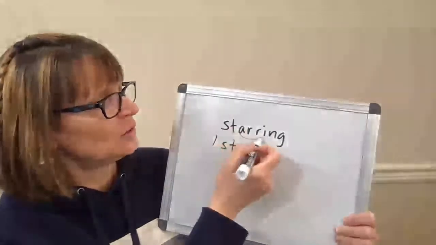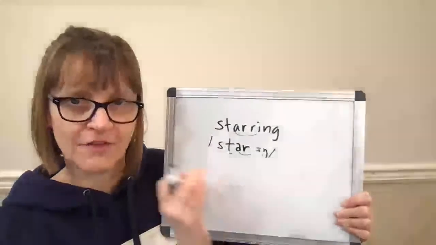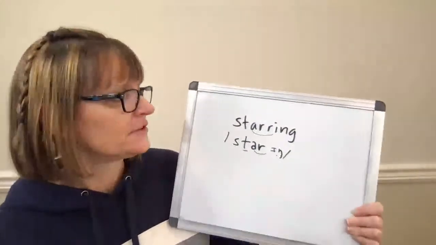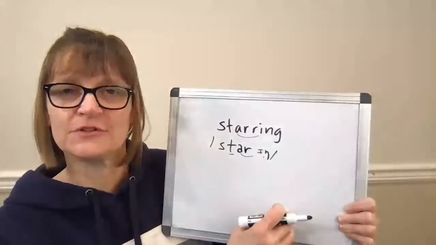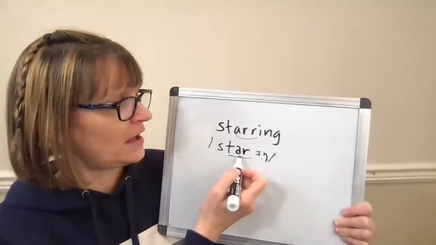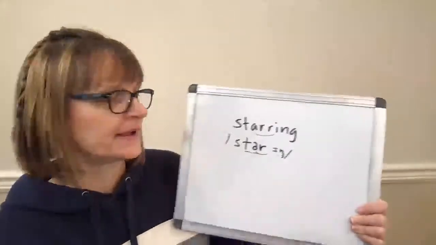Two R's, but one sound, kind of moving the R into the R. It glides and connects into the ing, starring. So I don't really need "star ring" with two separate R's. I just move into the R and then back out into the ring, starring.